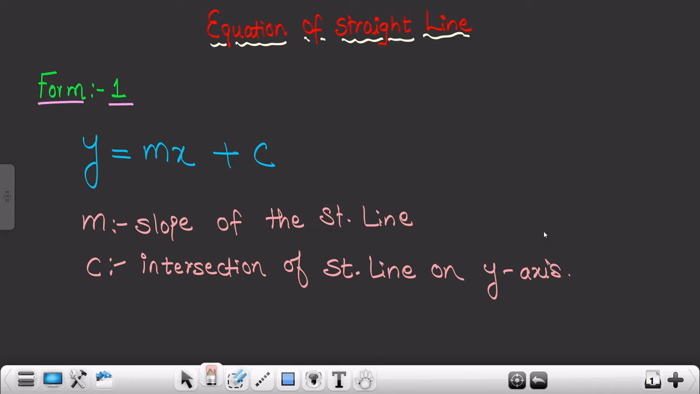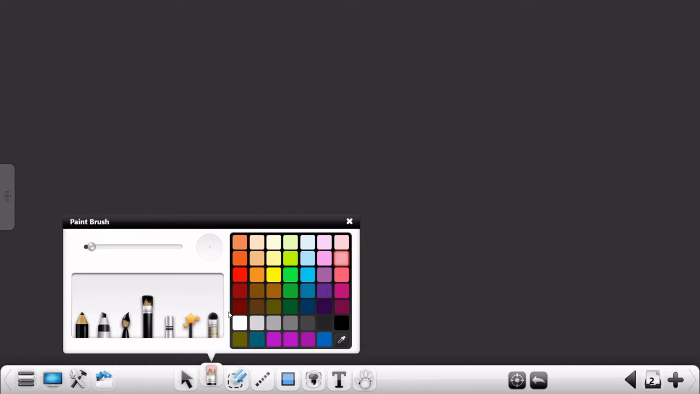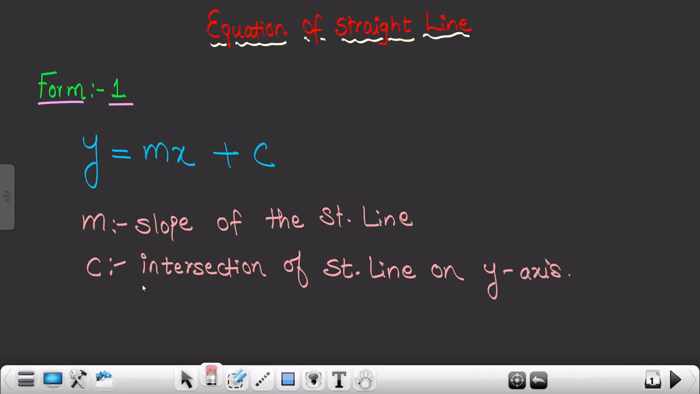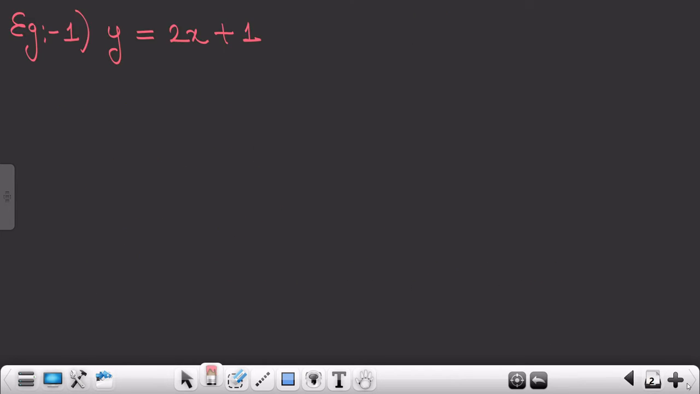All right, so now we will take one example and then the whole concept would be crystal clear. So let's suppose this is example number 1, and the equation is y is equivalent to 2x plus 1. So what does that mean? As I told you, the intersection of the straight line on the y-axis is c. So over here c is 1.